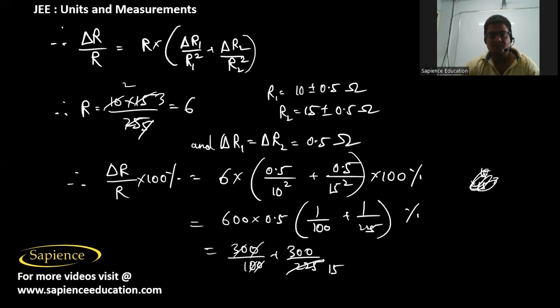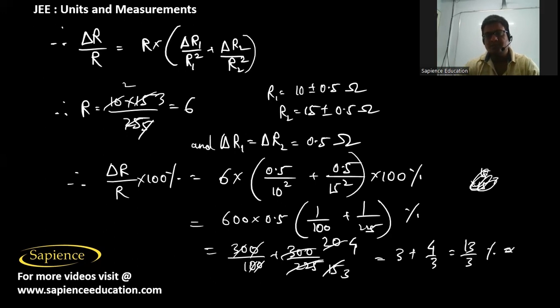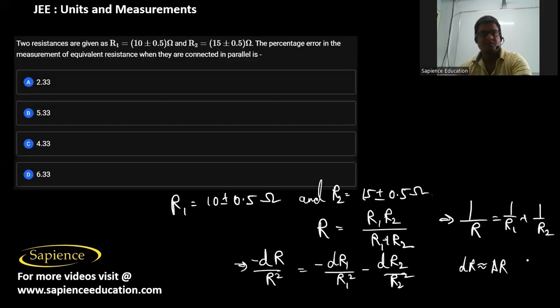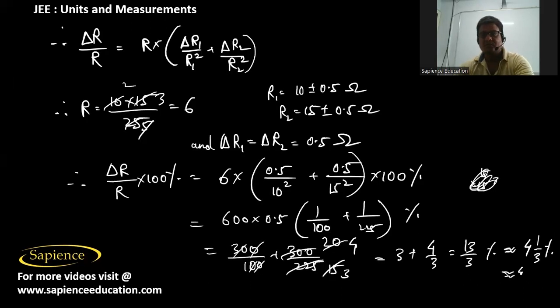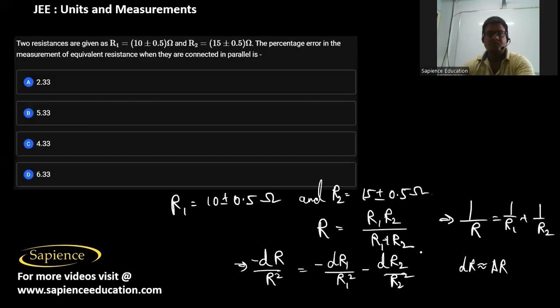15 into 15 is 225, 15 into 20 is 300, and 5 into 3 is 15, 5 into 4 is 20. So it is 3 plus 4 by 3, so that is 3 times 3 is 9, 9 plus 4, that is 13 by 3%, or I can say approximately 4 whole 1 by 3%, approximately 4.33%. 4.33% is the percentage error in the measurement of equivalent resistance when they are connected in parallel. So option C is the correct answer.